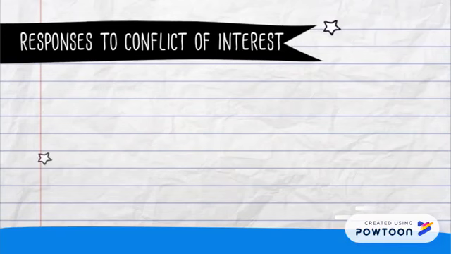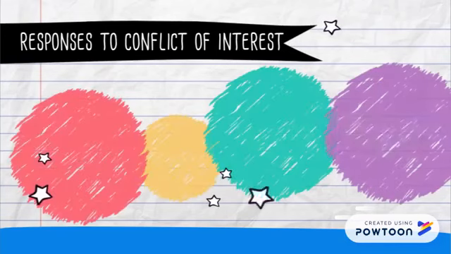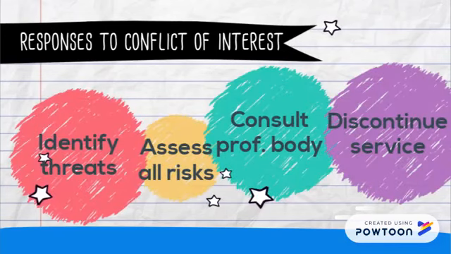After listening to the two cases, we believe all of you have a better understanding of auditor response to different conflicts of interest. Generally speaking, auditors should first identify the threat and assess all the relevant risks involved in the issue. They should then consult a professional body for advice. If the ethical conflict remains unresolved, the auditor should decline to perform or shall discontinue providing the professional service.